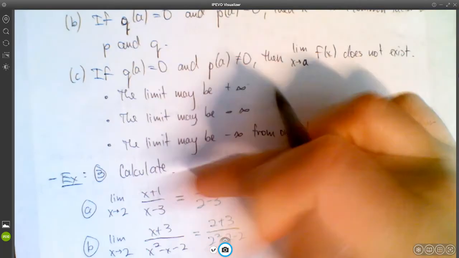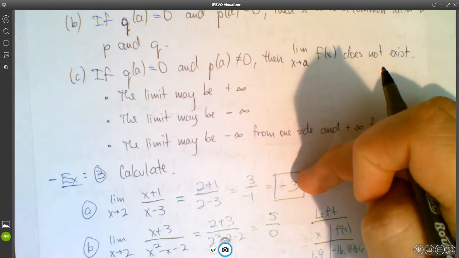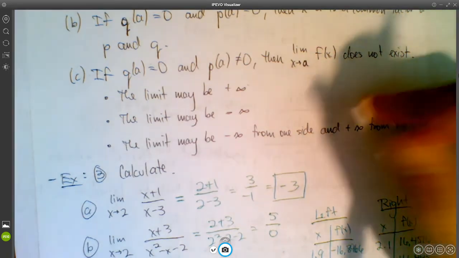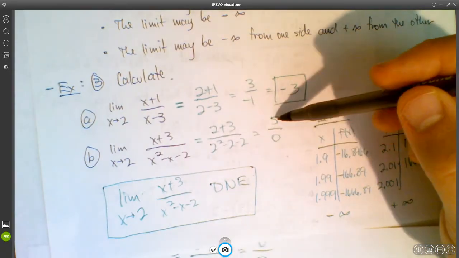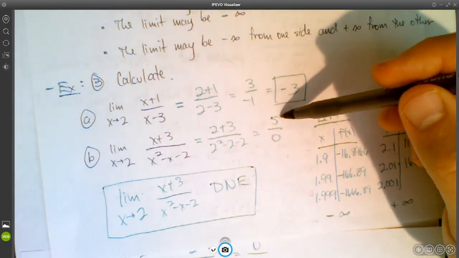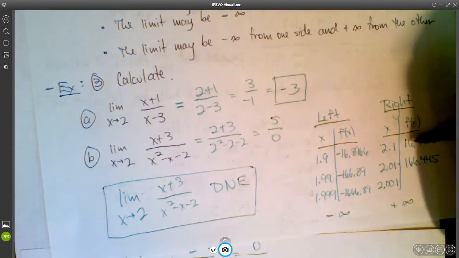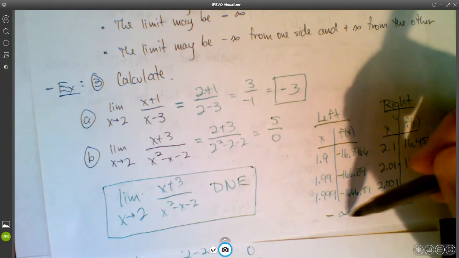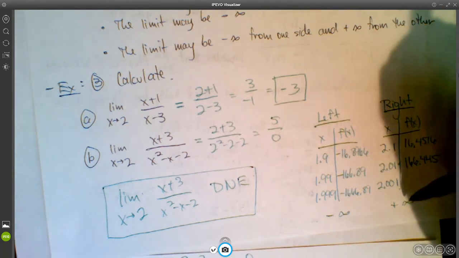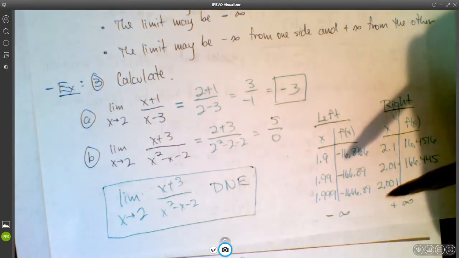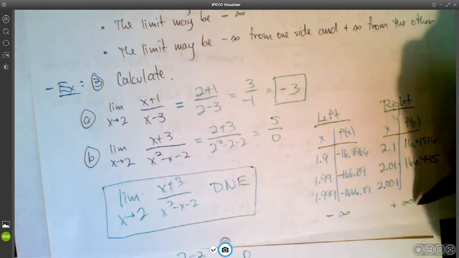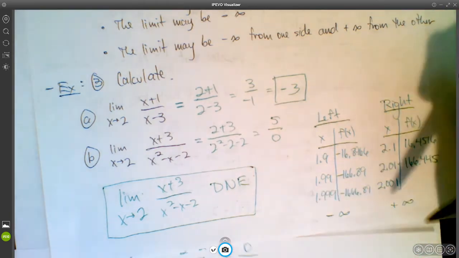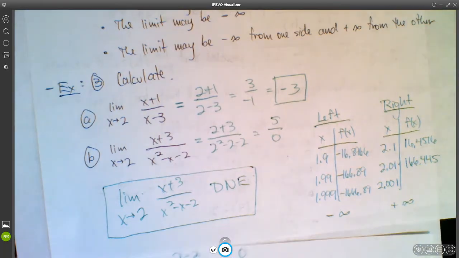You start off by just plugging the number in, and if it works out that you don't get 0 in the denominator, then you're done. If you do get a 0 in the denominator and you don't get a 0 in the numerator, then you make a table of values to see what's going on, right? If you're approaching negative infinity from one direction and positive infinity from the other, then we just say the limit doesn't exist. If you're approaching negative infinity from both directions, then you would say the limit is equal to negative infinity, right? And similarly for positive infinity.